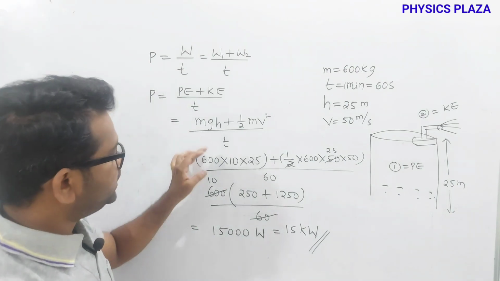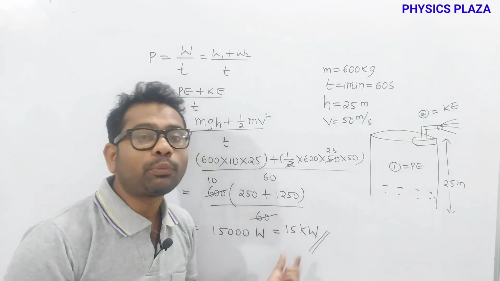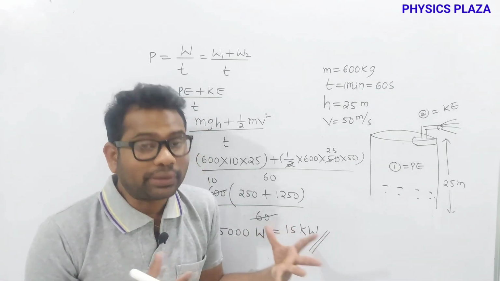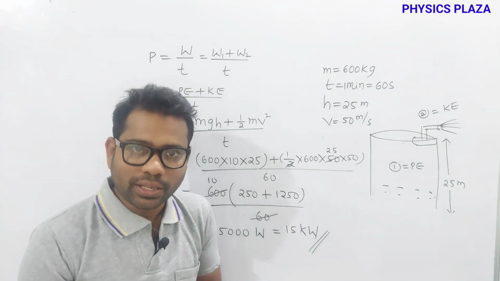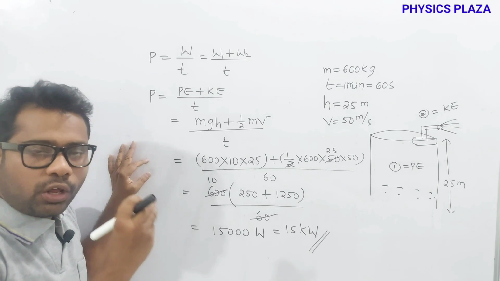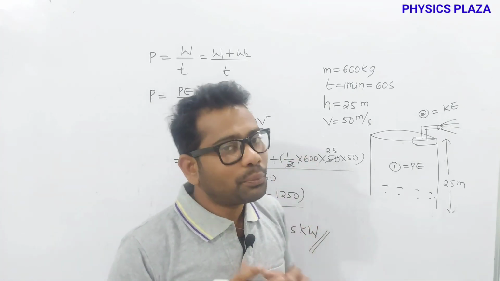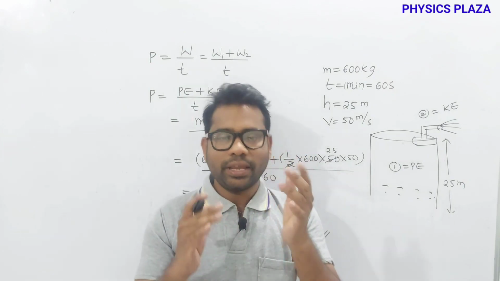Children, in the place of g we have taken 10, right? If you take 9.8, you get approximately 14.9. So it's not a big problem. Am I clear? So this is the problem which is going to be attached to the law of conservation of energy. So children, if you write this completely, you are going to get 8 marks.